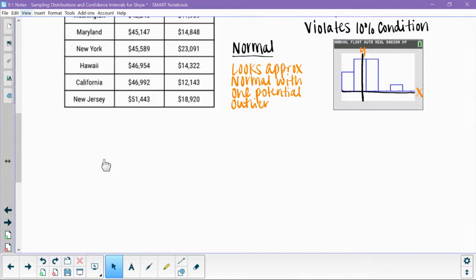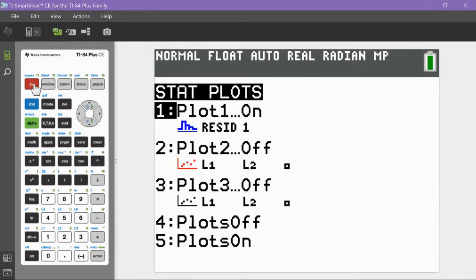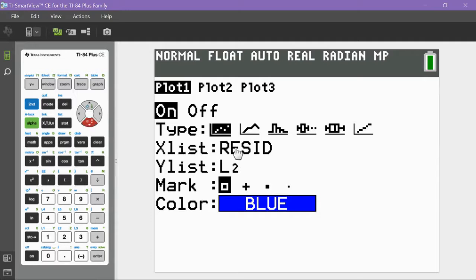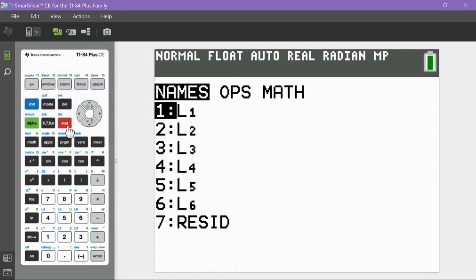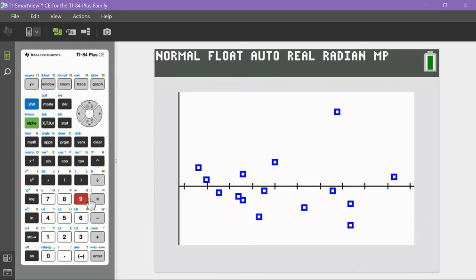So that means I want to actually just look at the residual plot. So I'm going to go back to my calculator, lots of calculator work on this one. I'm going to go to second y equals. I already have my residuals calculated, so I don't need to do that again, but I do need to go back to scatter plot. I'm going to make x list L1, and I'm going to make y list second stat resid. So L1 and residuals. And then do zoom 9.